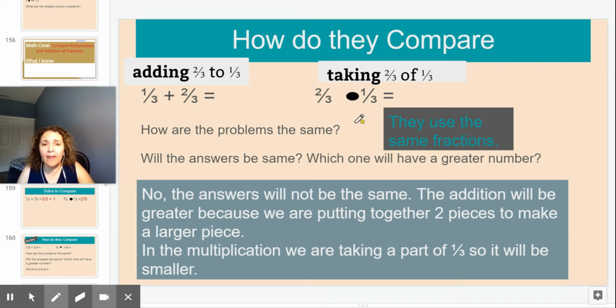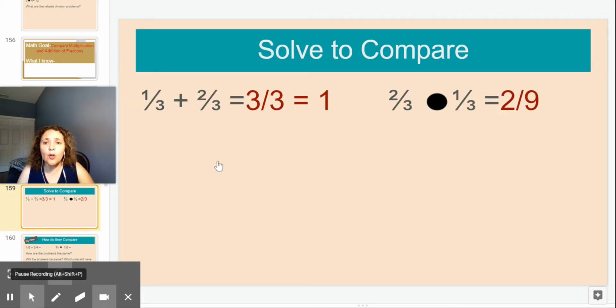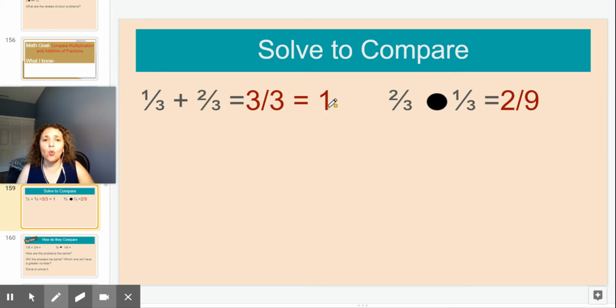So let's do the math to prove that that's so. So here I went ahead and I added 2/3 plus 1/3, and I got 3/3, which is the same thing as 1. So notice, the answer got bigger. It's bigger than a third, it's bigger than 2/3, right? Because we're combining them and we're making it bigger. But if we're multiplying 2/3 times 1/3, 2 times 1 is 2, 3 times 3 is 9. 2/9 is smaller than 2/3 and 1/3.